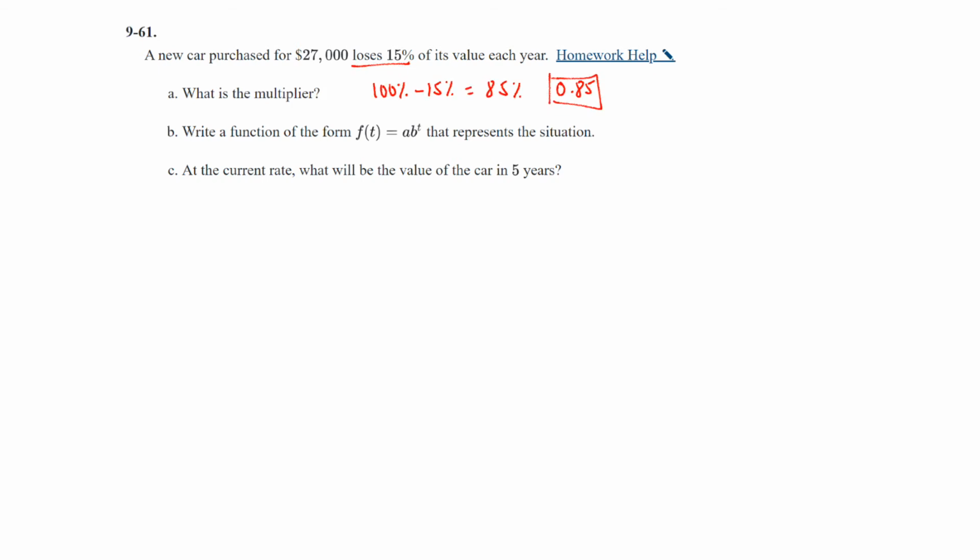Part B, write a function in the form f of t equals ab raised to the t power that represents the situation. So t is your time, a is your initial, which would be the 27,000, and then b represents that multiplier. So our equation would be f of t equals 27,000 times 0.85 raised to the t power. At the current rate, what will be the value of the car in 5 years?